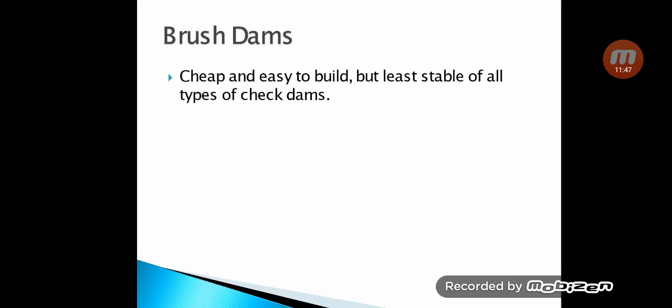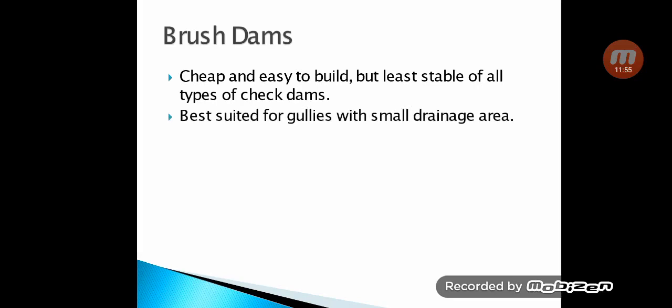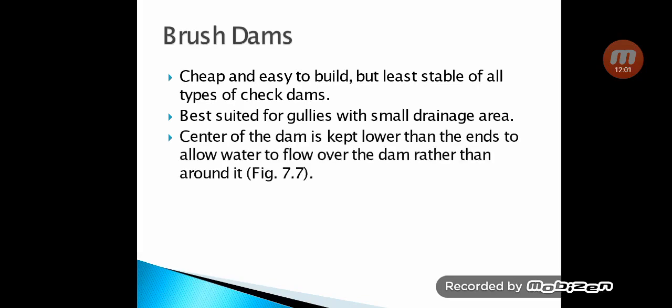Second is the brushwood dams. These are cheap and very easy to build but least stable of all the types. These are best suited for gullies with small drainage areas. Also, the center of the dam is kept lower than the ends to allow the water to flow over the dam rather than around the corners.